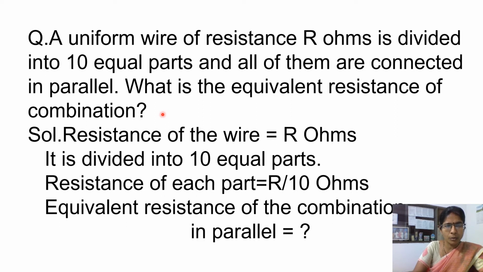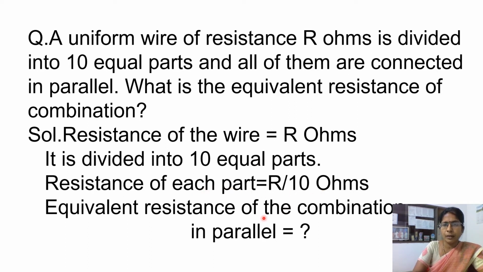In the first problem, the wire is cut into 5 equal parts, and in this problem it's given that it is cut into 10 equal parts, and the resistance of the wire is not given numerically here. You have to find the equivalent resistance of the parallel combination. So let's see the solution. It's given that the resistance of the wire is equal to R ohms and it is divided into 10 equal parts. So the resistance of each part is equal to R/10.